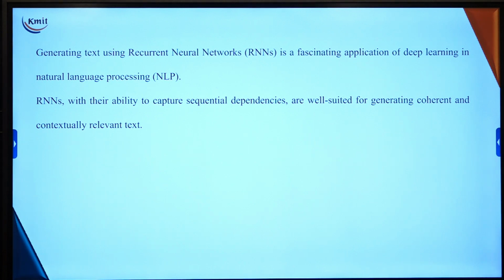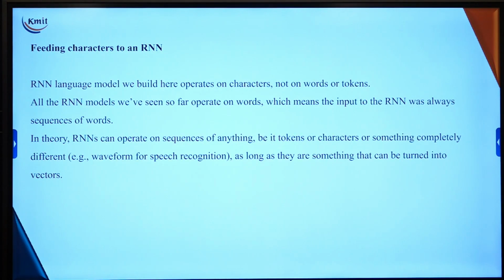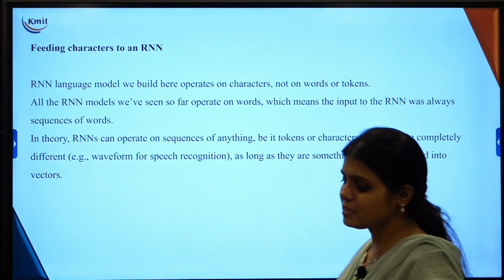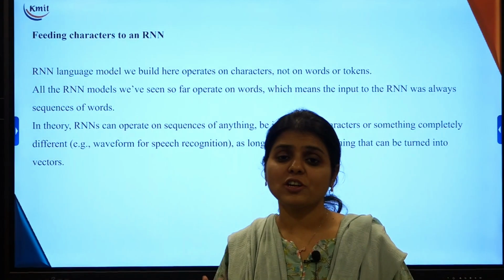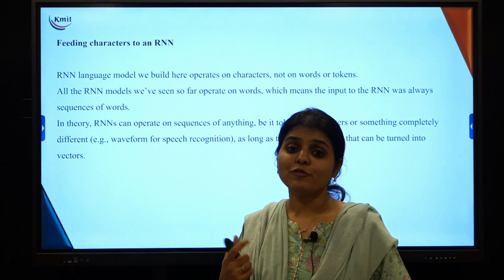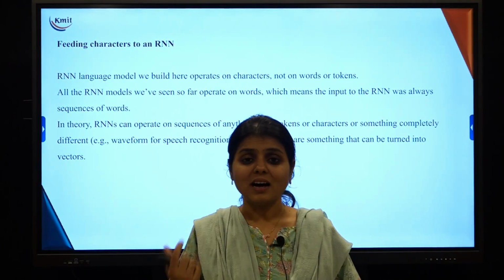Now we have seen RNNs have the capability to process sequential text. They have the ability to capture sequential dependencies, which are well suited for generating text. The first thing we have to understand before we start building text generation using RNNs is how do we feed the RNN model?